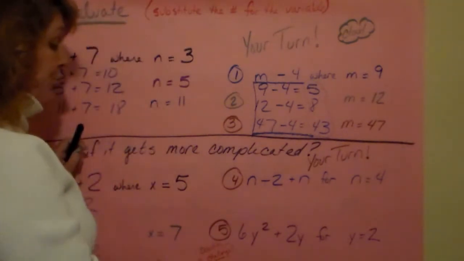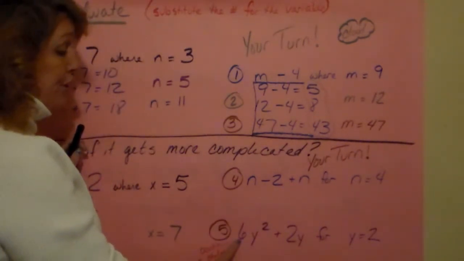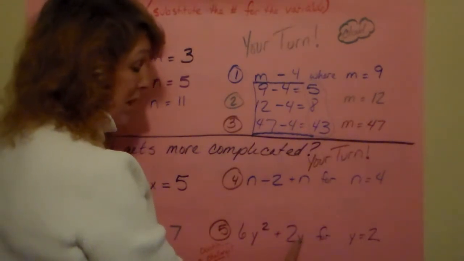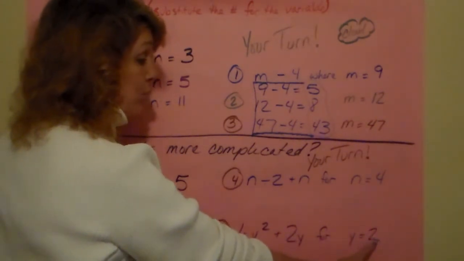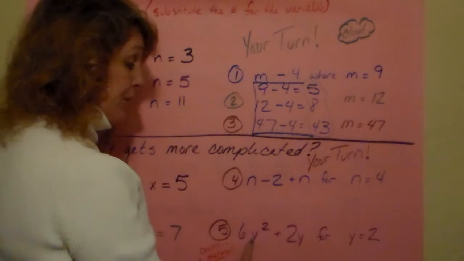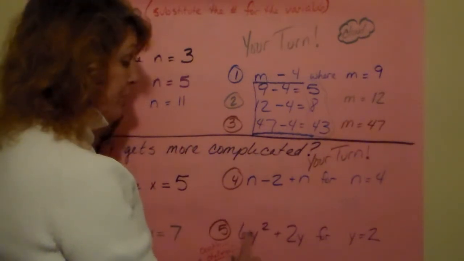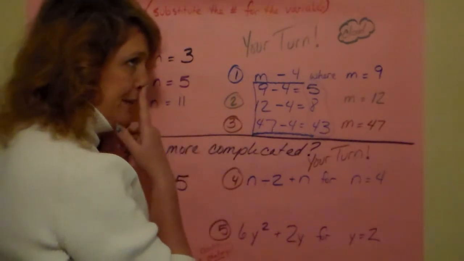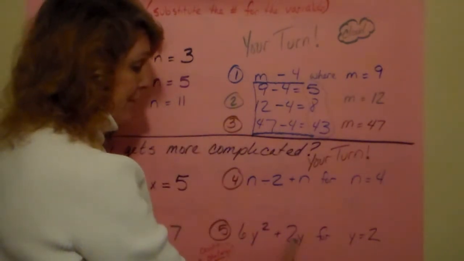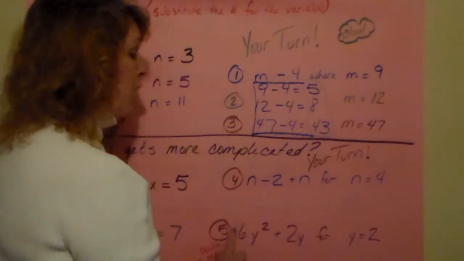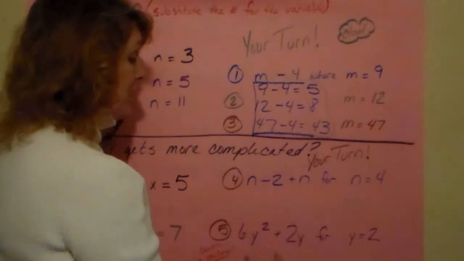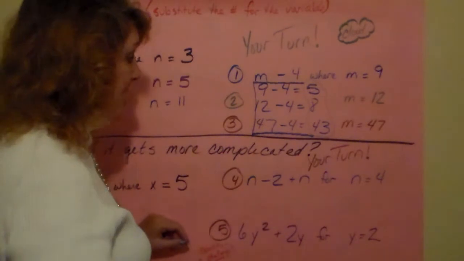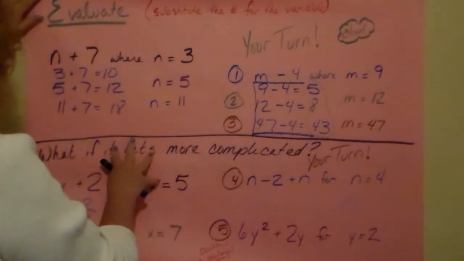Then, ooh, a challenge. You're going to do 6y squared plus 2y, and y equals 2. So you're going to stick a 2 in here. And are you going to do the multiplication first, or are you going to do the exponent first? What does PEMDAS say I do? And then here you've got a multiplication. Once you've done all your multiplication, then you can add them together. Okay? Give that a shot. Come back when you're done.